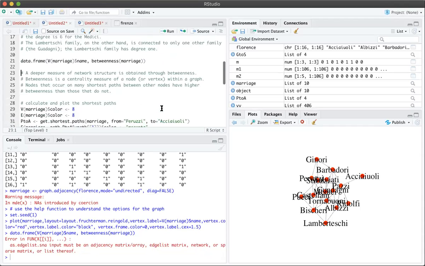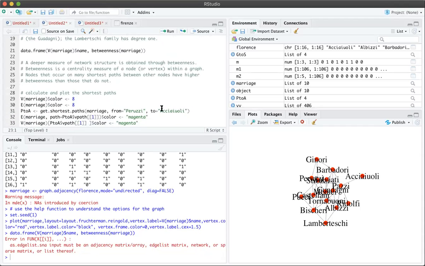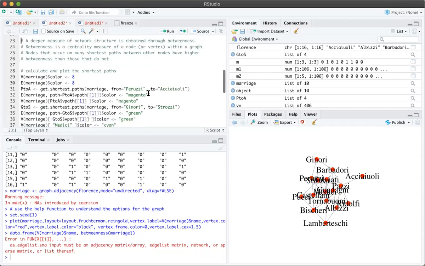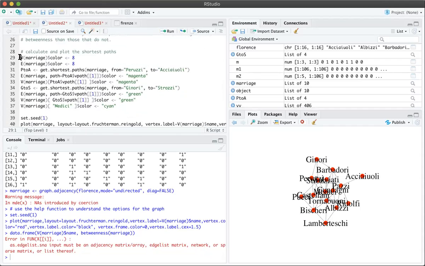A deeper measure of network structure is obtained through betweenness. Betweenness is a certain centrality measure of a node or vertex within a graph. Nodes that occur on many shortest paths between other nodes have higher betweenness than those that do not. So we calculate and plot the shortest path.